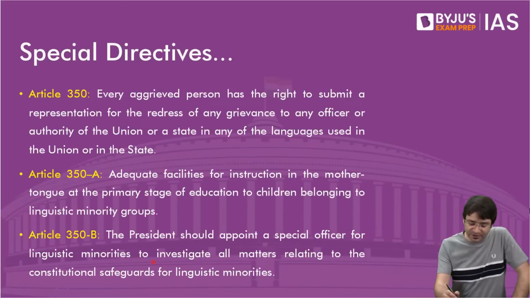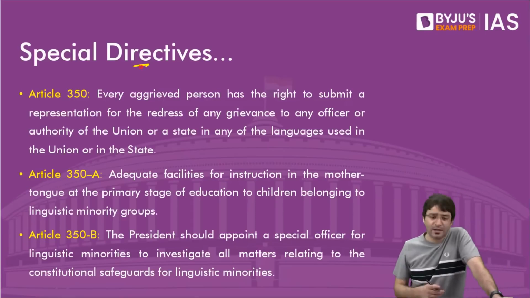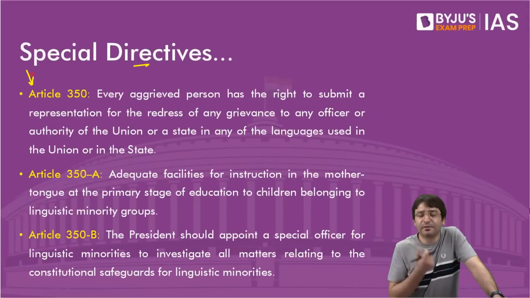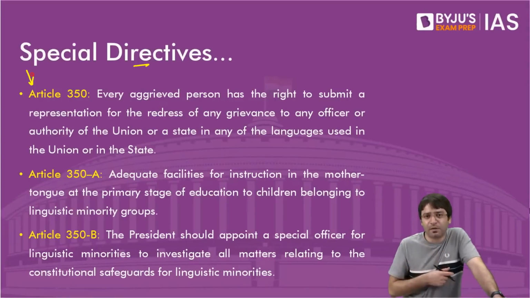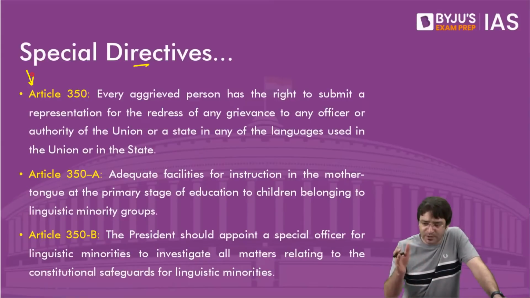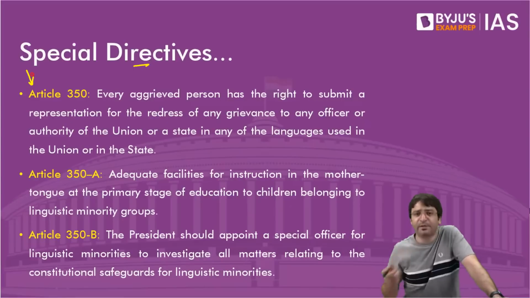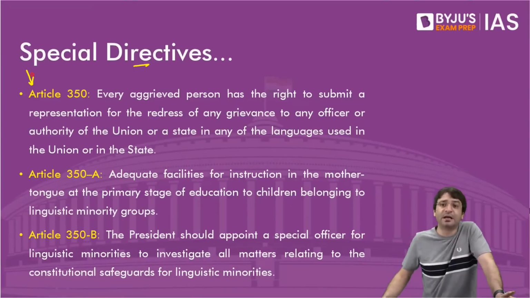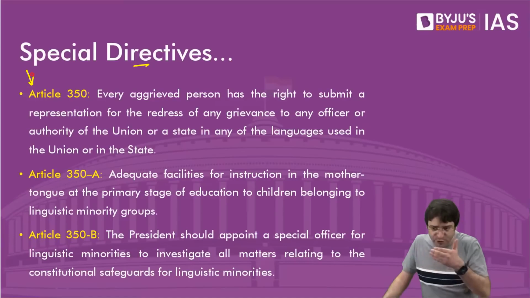Then what are some special directives? Article 350 of the Constitution. I have a complaint. The complaint is, I am not given the ration card. I am in Tamil Nadu. I am not given the Aadhaar card. I am in Tamil Nadu. Clear? I will have to approach the authorities in Tamil Nadu. Why are you not giving me the ration card? Why are you not giving me the Aadhaar card? In which language should I communicate?